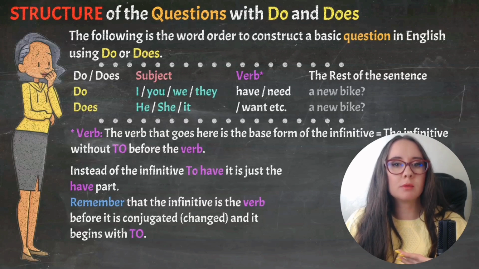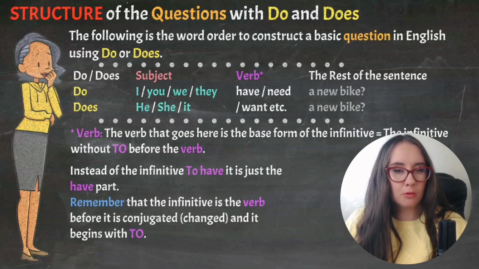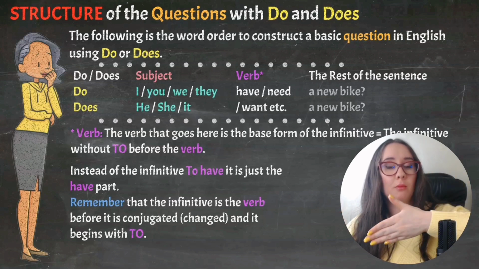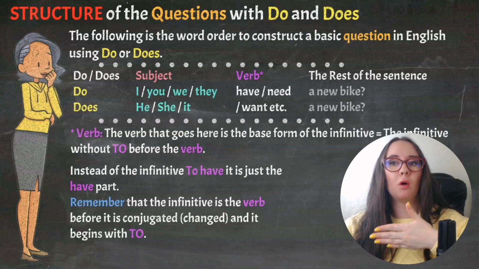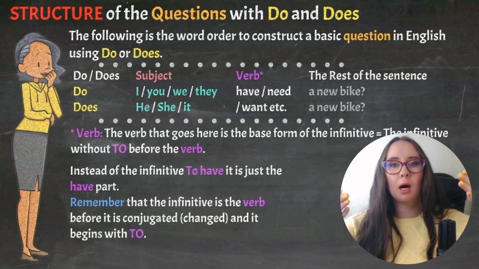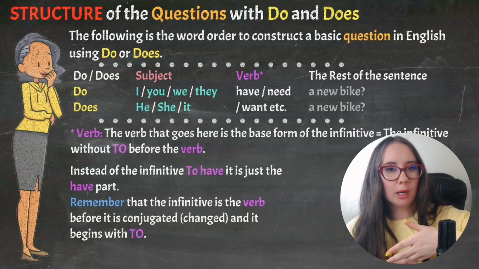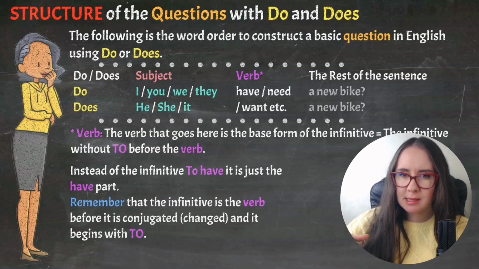This is our subject, pronoun. Also, we can call it pronoun: I, you, they, he, she, it. Verb, the main verb of the action, the first form of the verb, infinitive form of the verb, and after our main verb, it will be the rest part of the sentence. Do I have a new bike? Do you need a new bike? Does she has a new bike?